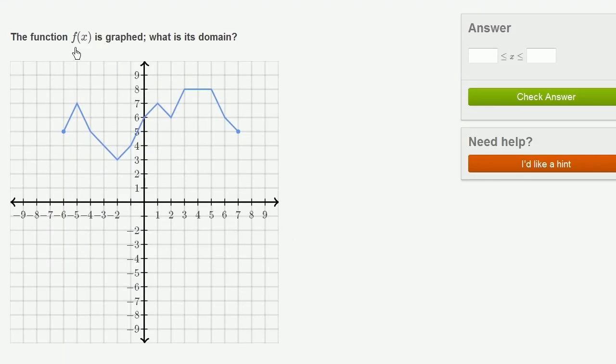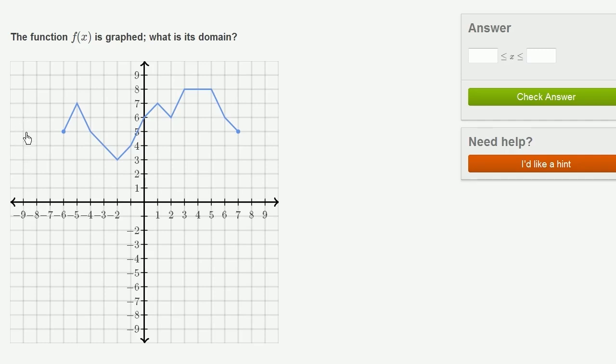The function f of x is graphed. What is its domain? So the way it's graphed right over here, we could assume that this is the entire function definition for f of x. So for example, if we say, well, what does f of x equal when x is equal to -9? Well, we go up here. We don't see it's graphed here.